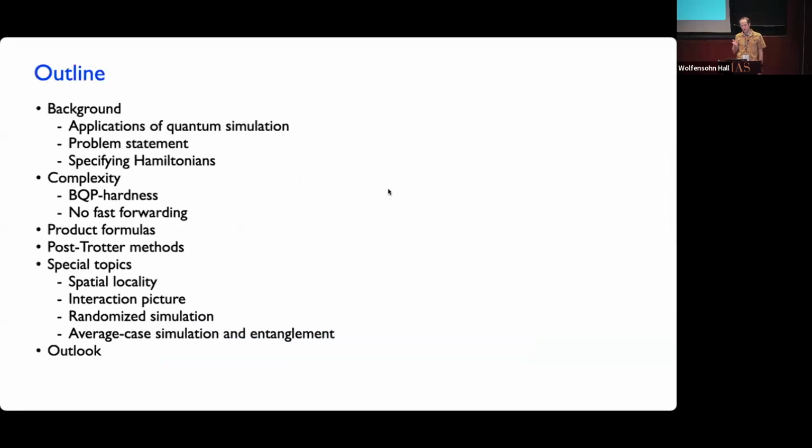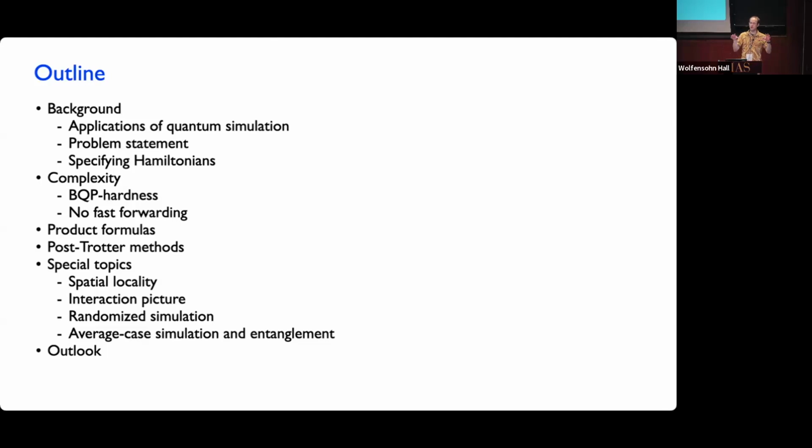Okay, and so what I would like to do is give a little bit of background of this problem, talk a little bit about why we care about it, and then talk about some complexity theoretic issues related to Hamiltonian simulation. Then I would like to describe two main classes of quantum simulation algorithms, one having to do with what are called product formulas, or trotterization, sometimes this is called. And I'll also talk a bit about alternatives to that approach.